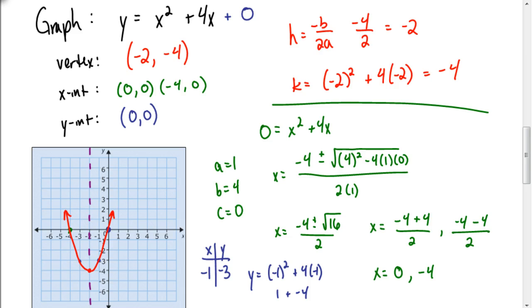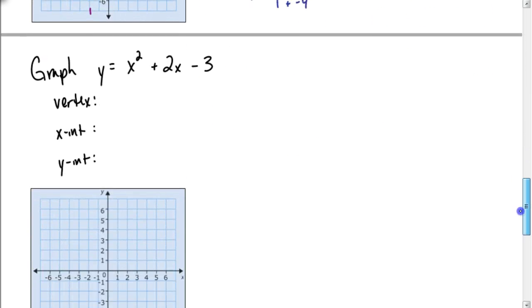So that's how we graph this. I know it looks kind of jumbled up here with the amount of space that we had, but just piece together all of the different things that we've done so far in this power standard, and you'll be just fine.